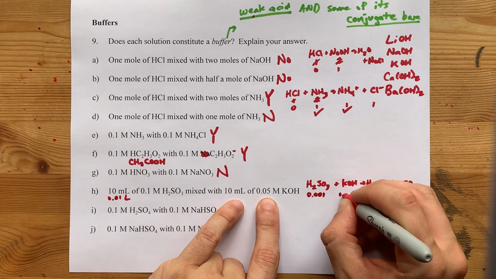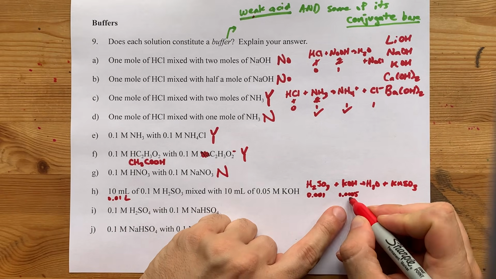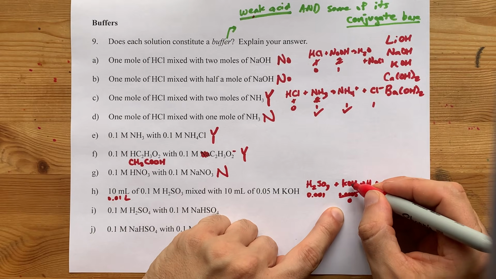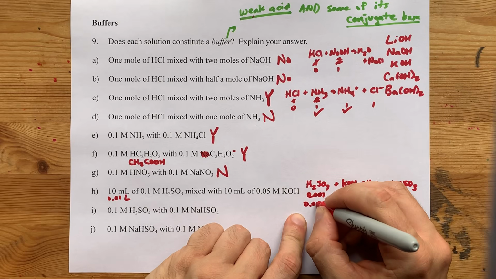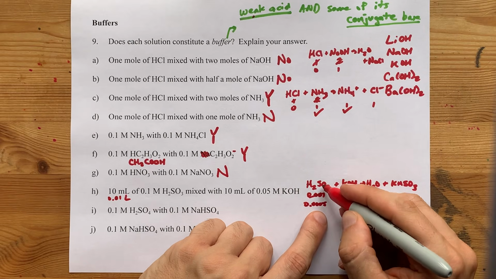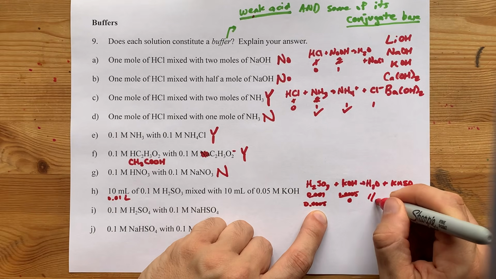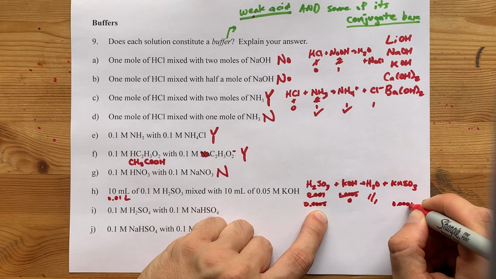Concentration times volume gives me 0.0005 of that. I'm going to run into this first. I have none of it left. That's promising that I got rid of all my strong base. I'm left with half of this amount, so I still have some of my weak acid in solution. I really don't care about water, and I'm forming some of this.